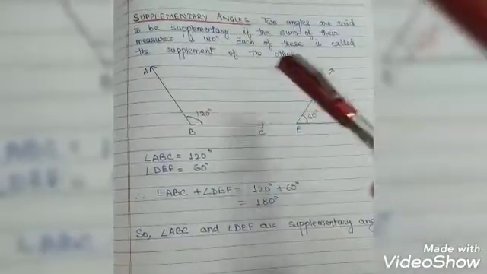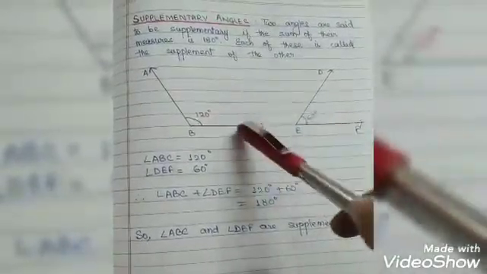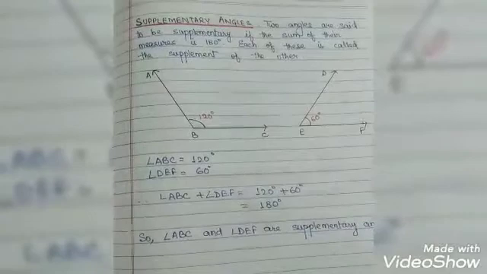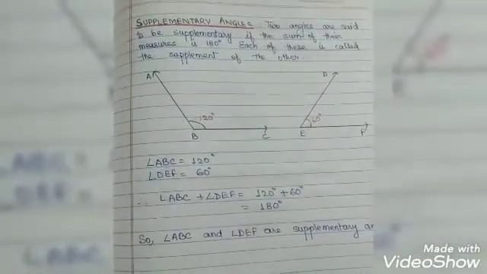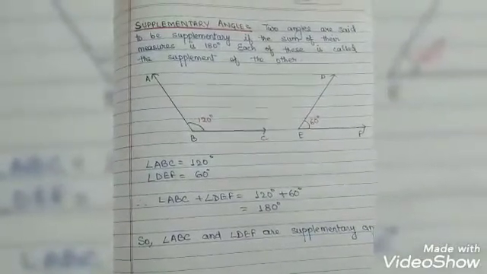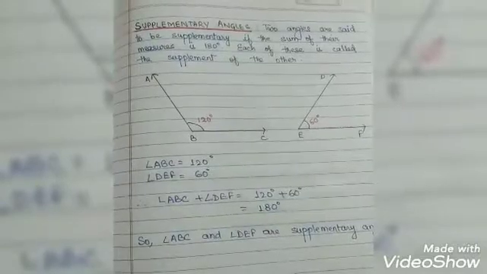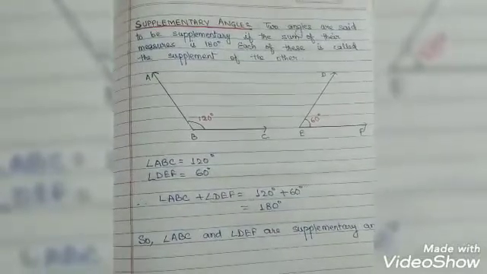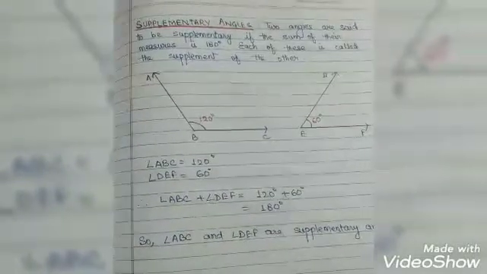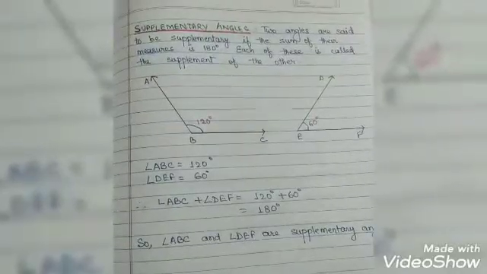Similarly, if the measure is not equal to 180 degree, then the two angles are not supplementary. Clear? If the sum of the measure is not equal to 180 degree, then the angles will not be said to be supplementary.